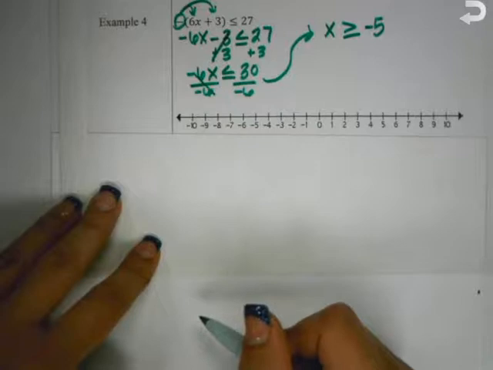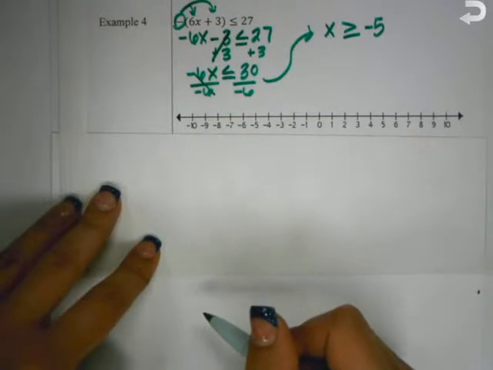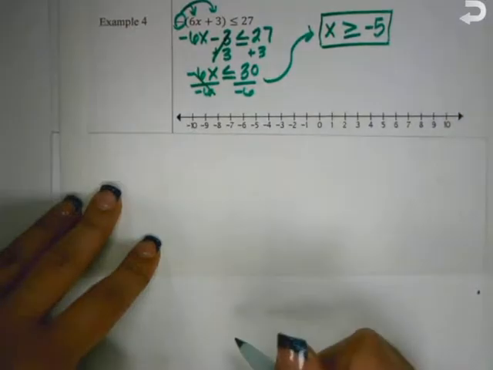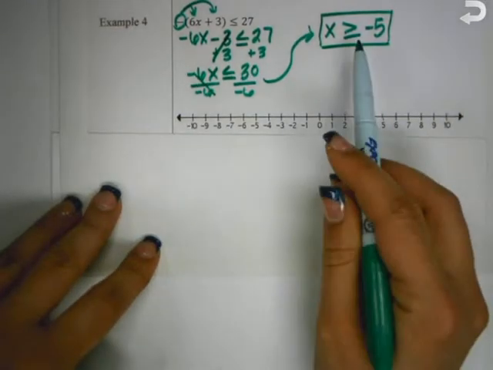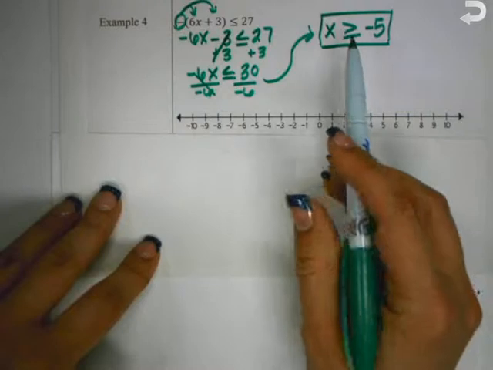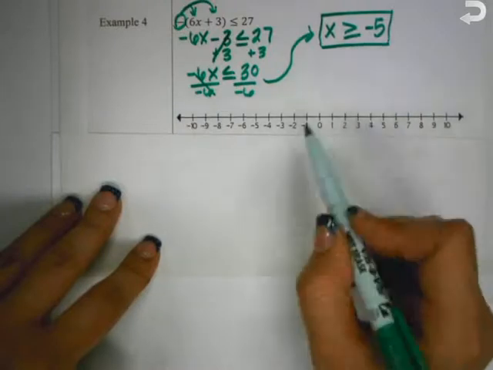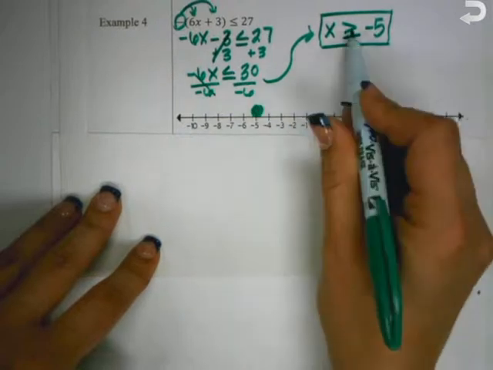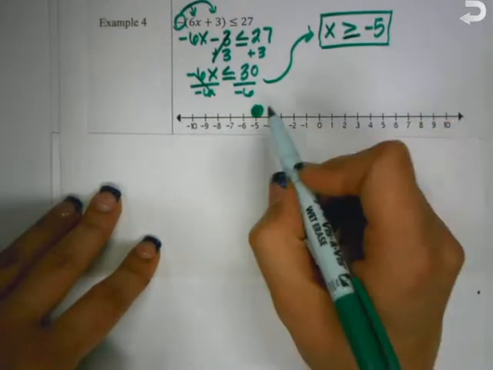So let's graph it. Is my dot solid or open? It's solid because x can equal negative 5. Greater than or equal to. And is my arrow going to go to the right or to the left? To the right, because I'm looking for everything that's greater than.